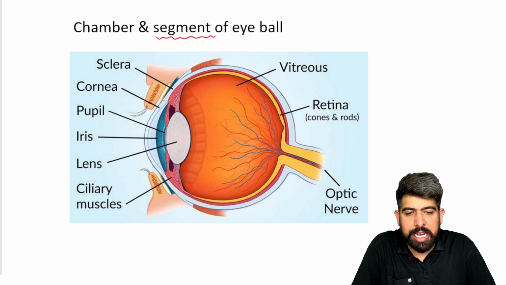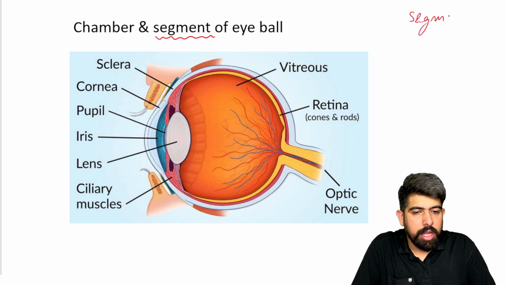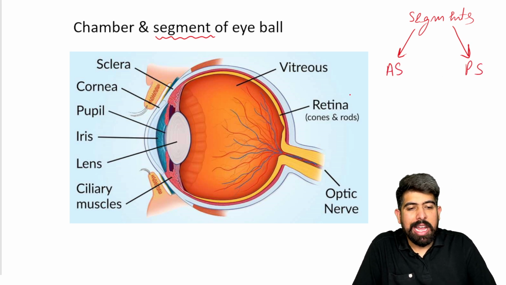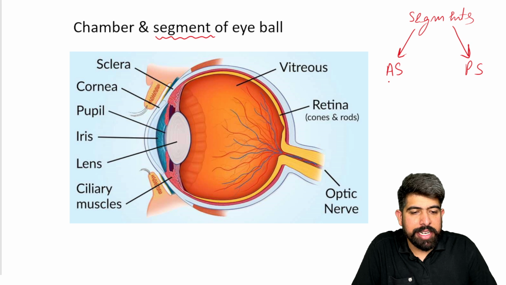How many segments are we having? Of course we have two segments. Write it down in your PDF or in your workbook. What are the two segments? The first is your anterior segment and the second one is your posterior segment. And further, the anterior segment is divided into two parts, known as the anterior chamber and the posterior chamber, right?